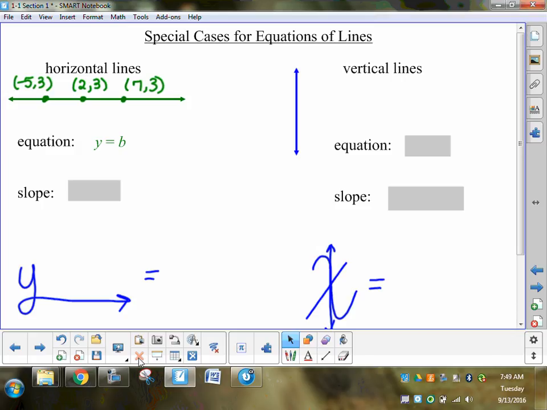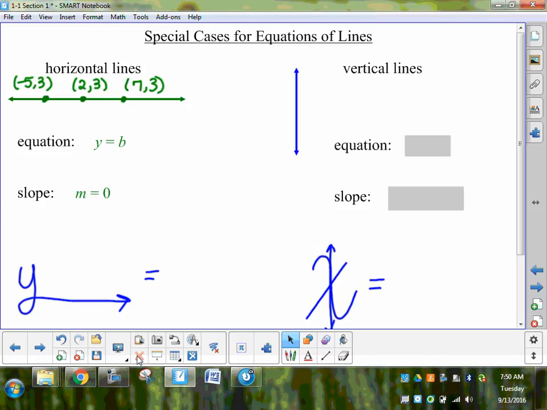In terms of slope, think of it as rise over run. In this case, am I ever rising? No. So you'd have 0 over something, which means your slope, doesn't matter what it's over, 0 over anything is going to be 0. Questions on that one? Now let's bounce over and try the other one.